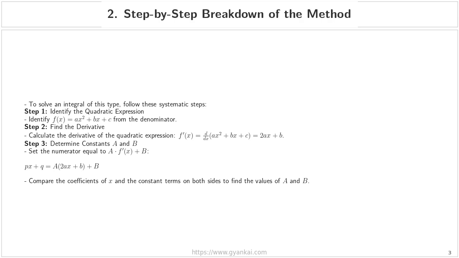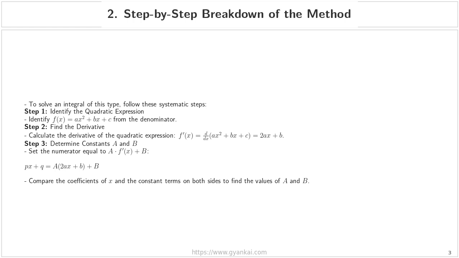We want to express the original numerator, which is px plus q, as a combination of our derivative, 2ax plus b, and a constant. So we're saying that px plus q can be written as a times 2ax plus b, where a and b are constants that we need to figure out.